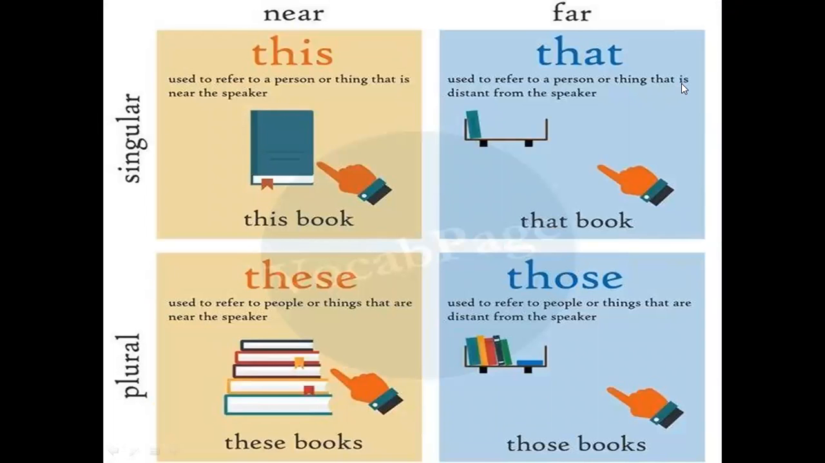Okay, you can see there are four pictures here. Now I'm going to describe the usage of this, that, these and those. We use this to point out singular things that are near. We use that to point out singular things that are far. We use these to point out plural things that are near. We use those to point out plural things that are far.